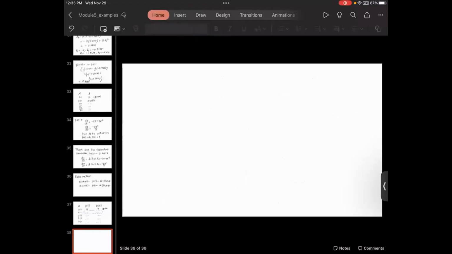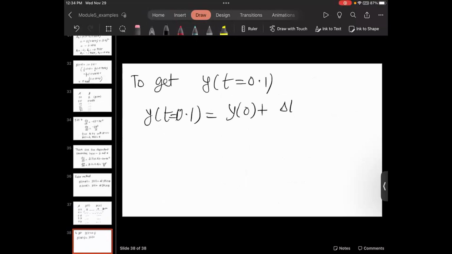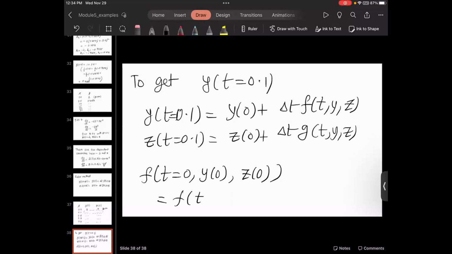So to get y at t equals 0.1, we write y of t equals 0.1 equals y of 0 plus delta t, which is also 0.1, multiplied by f of t comma y comma z, and z at t equals 0.1 is z of 0 plus delta t multiplied by g of t comma y comma z. So you need to evaluate f of t at 0 and y of 0 and z of 0, which is nothing but f at t equal to 0.